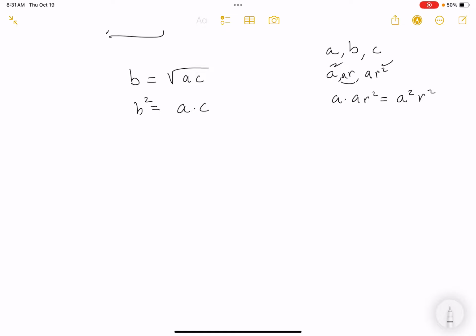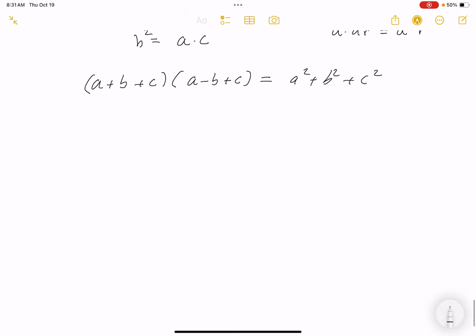And now what I'm going to do over here is write down what they want me to show is true. I'll write this one down: A minus B plus C, times A plus B plus C, is equal to A squared plus B squared plus C squared. Now, go back and read the question. I want to make sure that's what they asked for. They said, if B is a geometric mean between A and C, prove that this is true. Let's go for it.